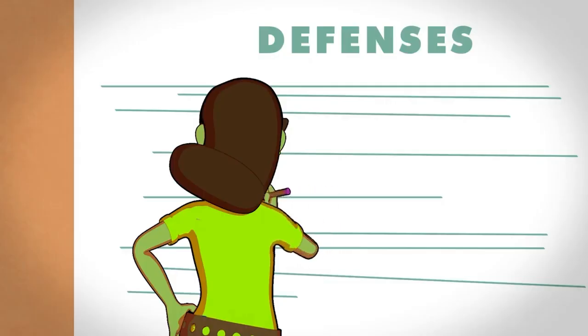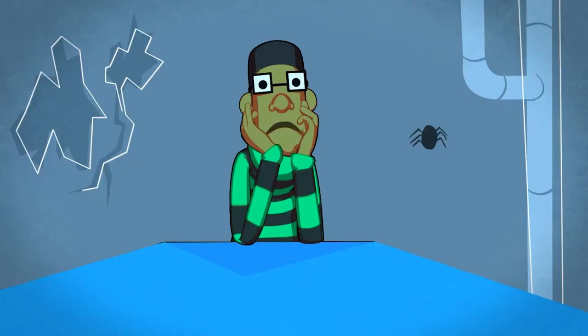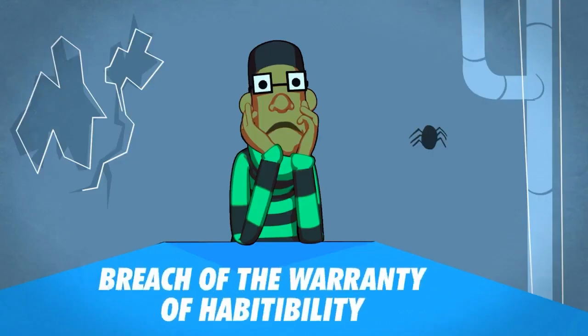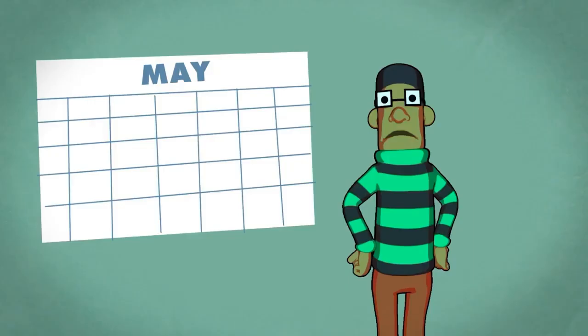On your answer, you will list defenses to the eviction, and most common ones for a notice to pay rent or quit are that your home has unhealthy, unsafe, or unsanitary conditions, called a breach of the warranty of habitability, like bad plumbing, cockroaches, holes in walls, etc., that you paid the rent or don't owe as much as the notice said you owed. For notices to perform or quit, a defense is that you did whatever you were supposed to do within the 3 days.